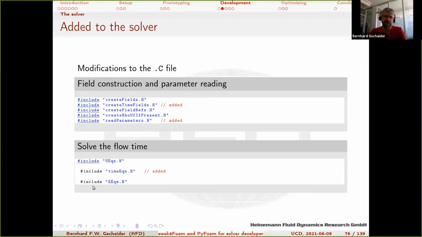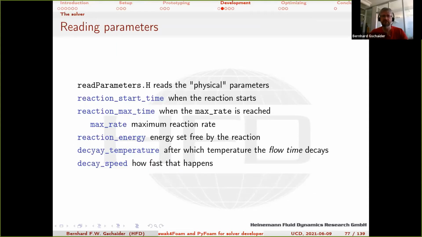And then I go down in the solver sources, and between the solution of the velocity and the solution of the energy, I insert the time equation, because basically we use this flow time to generate the source term that is later used for the energy equation, and it's best to do that kind of thing before it's used, but after the velocity has been solved for.